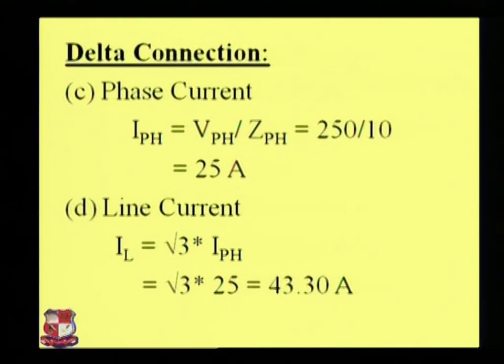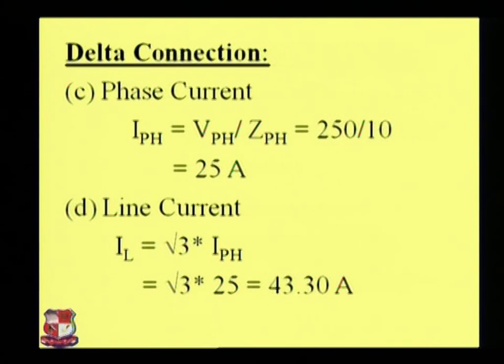Now the phase current for a delta connection, that is IPH. IPH is VPH by ZPH, like I equals V by R, and here the resistance is our impedance, that is ZPH. We already have VPH, that is 250, and ZPH is 10. So by taking the ratio of 250 and 10, we get IPH equals 25 ampere. Now the line current, IL equals root 3 times IPH.